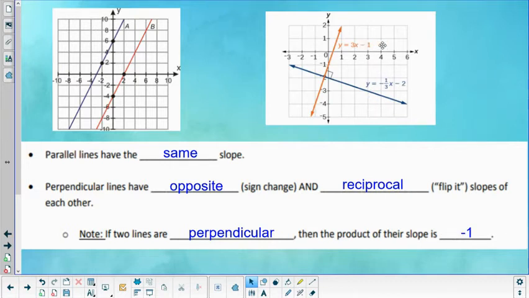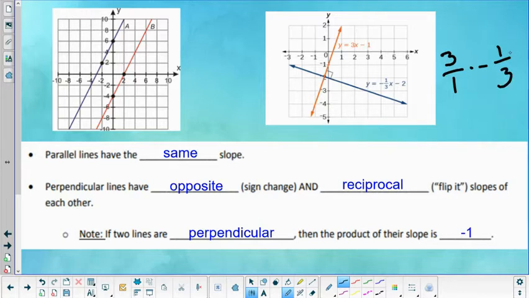If you notice the slopes, the slope in the first one is 3, and the slope in the second one is -1/3. If I take 3, put a 1 underneath it, flip it, and make it the opposite sign, I get -1/3. And when we're talking about the product, if I take 3 and multiply it times -1/3, I'm going to make 3 a fraction. It's 3 over 1 times -1/3. 3 times -1 is -3. 1 times 3 is 3. See how I get -1 as my product? So if you take the two slopes and multiply them together, you will always get -1 if they are perpendicular.